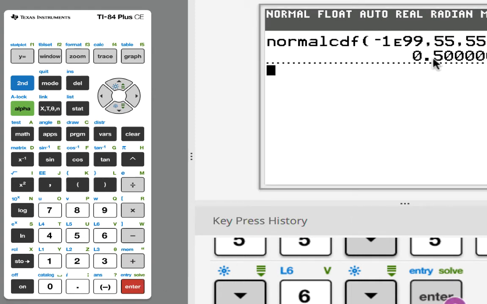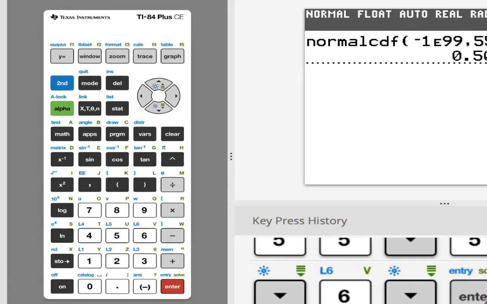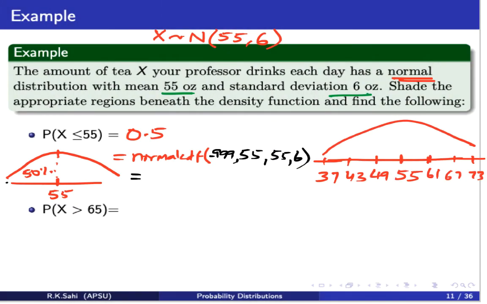What do you see the answer to be? 0.5000. That's what you need. And we also got that answer just by looking at what the definition tells us. So we just said it. Remember, this is where it is symmetrical about the x-axis. That is one of the characteristics of a normal distribution. Also, we saw that when we plugged it in the calculator, we got the same answer.